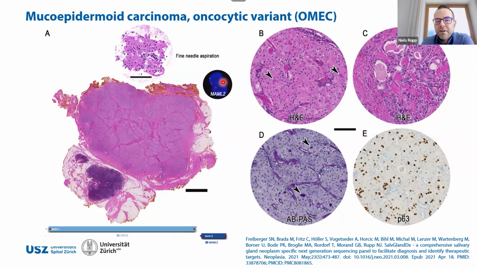We also did a FISH. You can see it here. This is the one allele that shows fusion with a split signal here, with a red and green signal divided. So this further corroborates the finding we had in the next generation sequencing.